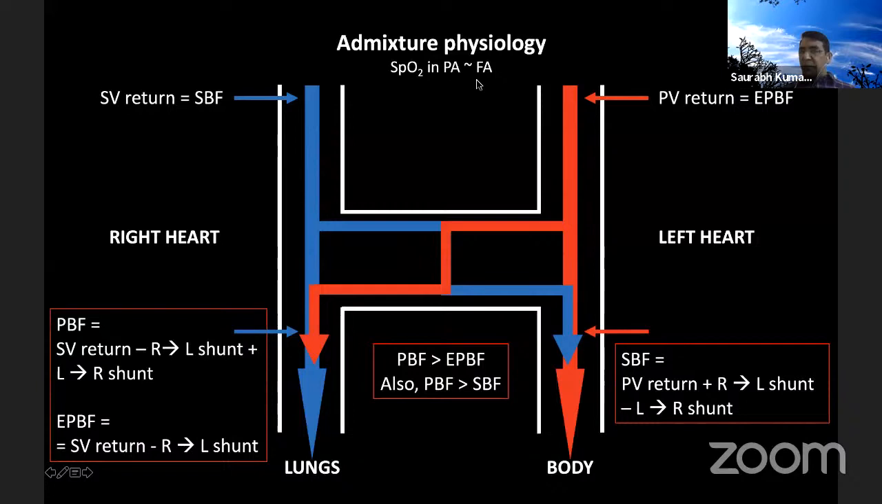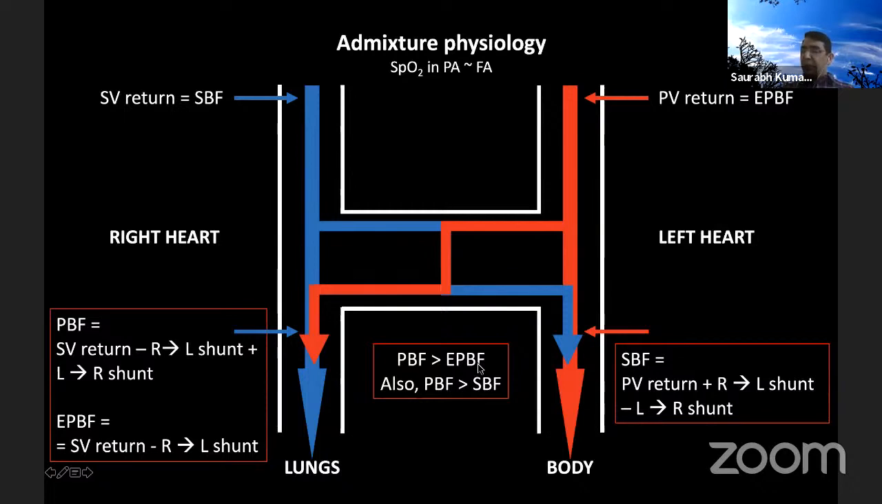While in admixture physiology or TGA physiology, the pulmonary blood flow is this amount plus this left to right shunt. This left to right shunt is fully oxygenated already because it is coming from pulmonary veins. So it is not contributing to oxygen. It is just going across the pulmonary valve and it is increasing the pulmonary blood flow. So in these conditions, pulmonary blood flow is much more than the effective pulmonary blood flow.